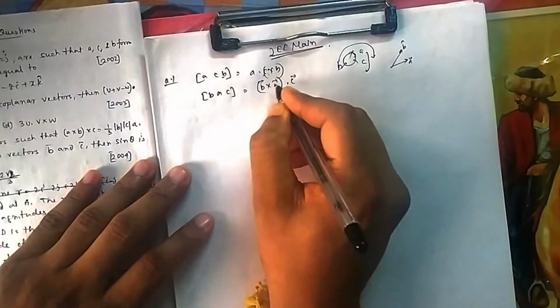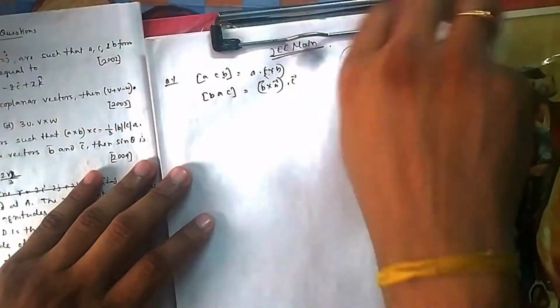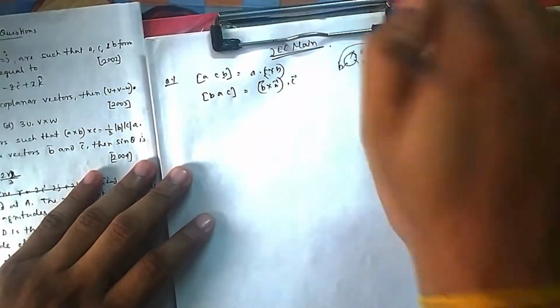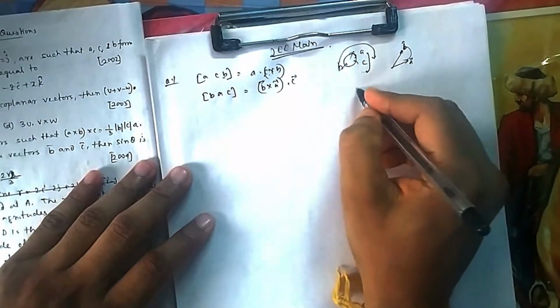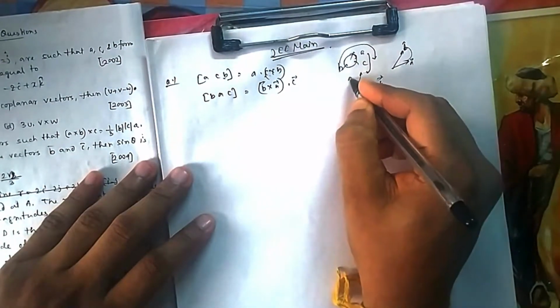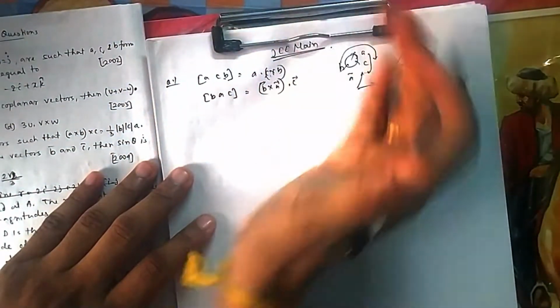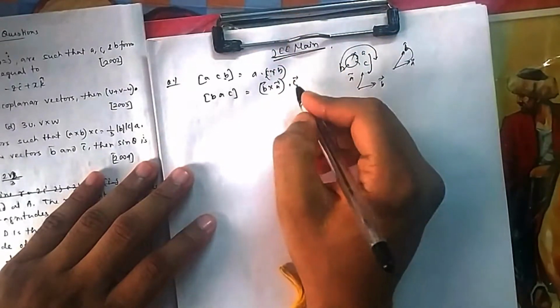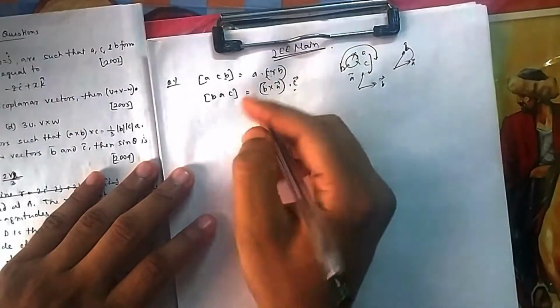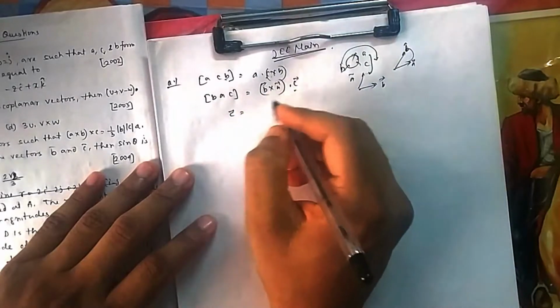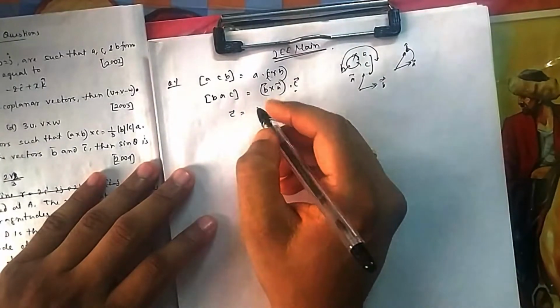That means now you have an idea: C should be aligned with B cross A. Suppose this is B, this is A, so it is B cross A, B to A, then this should be C. So your C should be in a line with B cross A. That means your C should be equal to B cross A. So let us calculate B cross A.